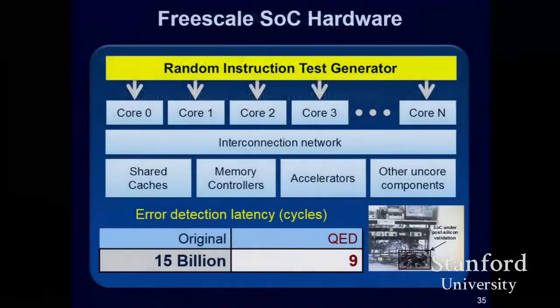Here was hardware that we were challenged with. It's an SoC from Freescale. What happened over here is that they were running it for 15 billion clock cycles. After 10 seconds of operation, this was 1.5 gigahertz, this chip would hang, but there would not be any observable failure. So how would you go and tell where the bug is?